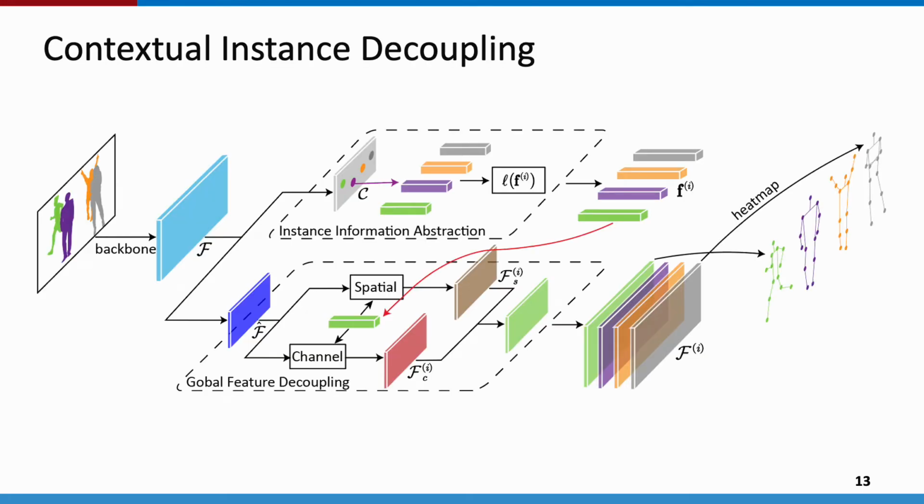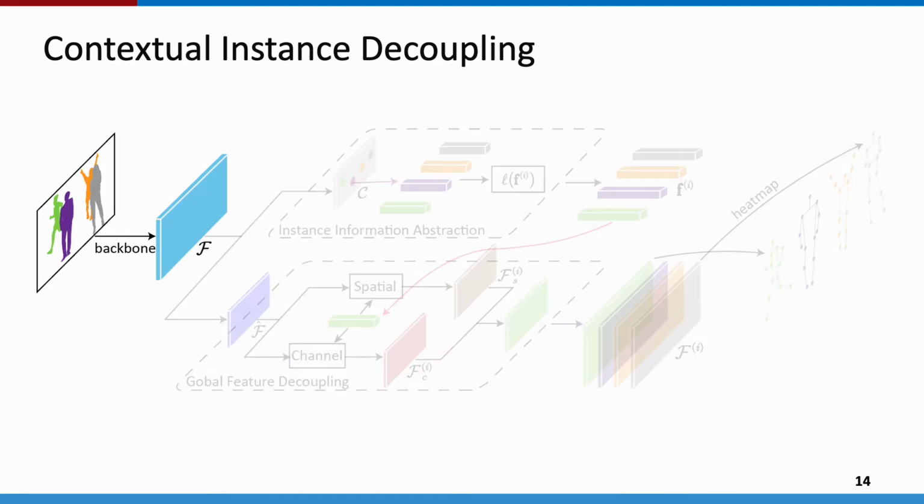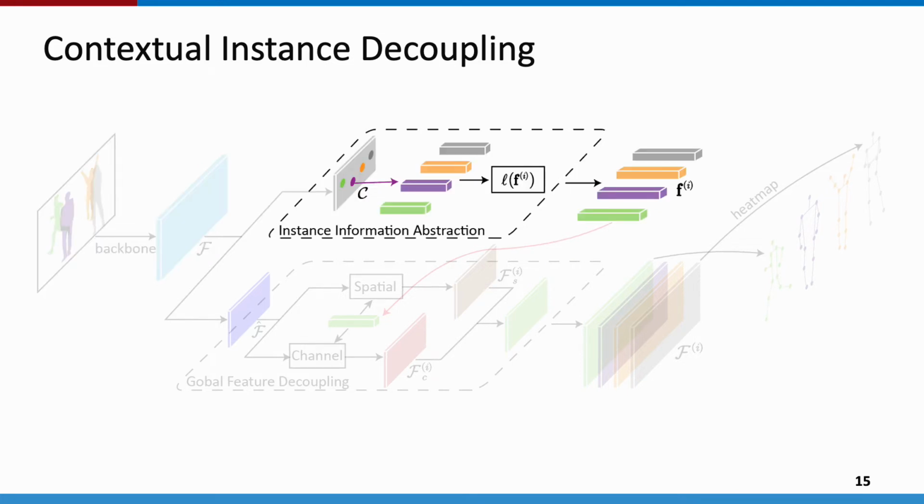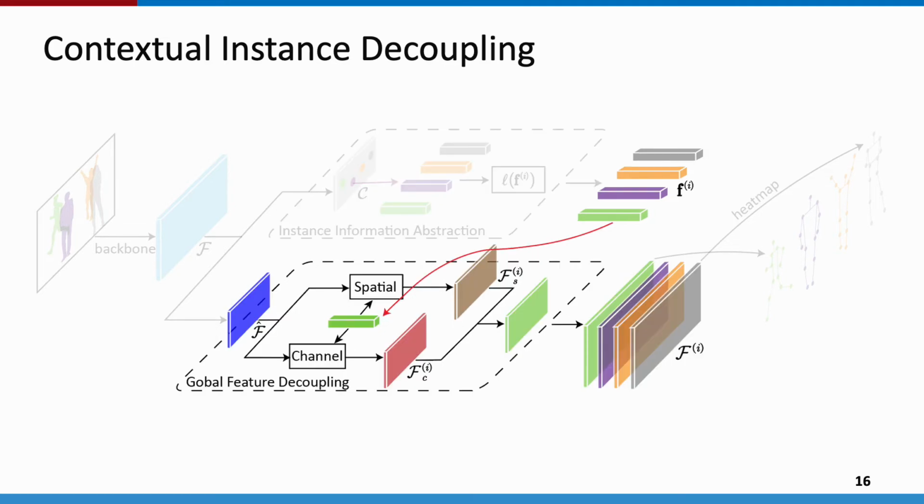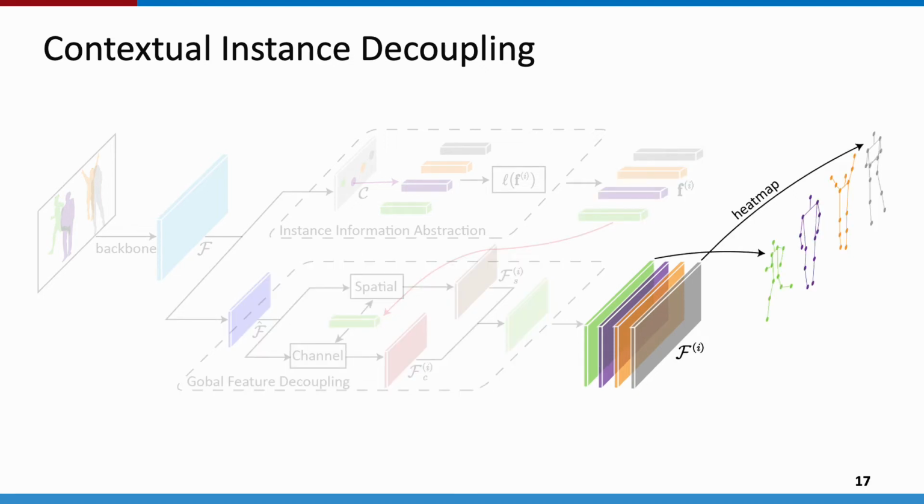We achieve this goal by the proposed CID operation. It contains two parts. Given an image with multiple persons, we first extract the global feature map by CNN. Then an instance information abstraction module is proposed to get the instance features and locations. These features and locations are passed to the global feature decoupling module to generate different feature maps for each person. Finally, we use these feature maps for heat map estimation and get the pose results.